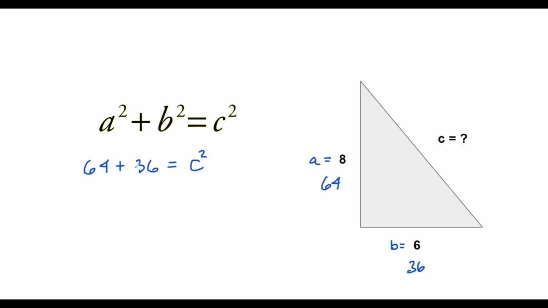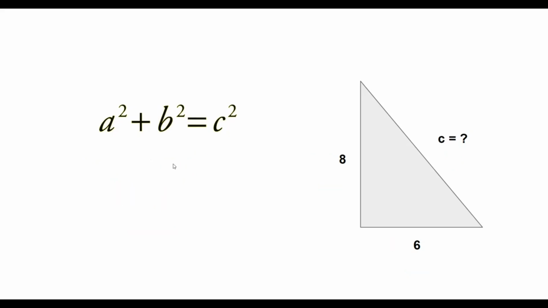So now let's add 64 and 36 to get 100. So 100 is equal to C squared. But we're not interested in what C squared is. We want to know what C is. We can find C by taking the square root of both sides. By taking the square root of C squared, we just get C. By taking the square root of 100, we get the number 10. That's the answer that we were looking for. This long side must have a length of 10. But we needed to take the square root of both sides to find that.